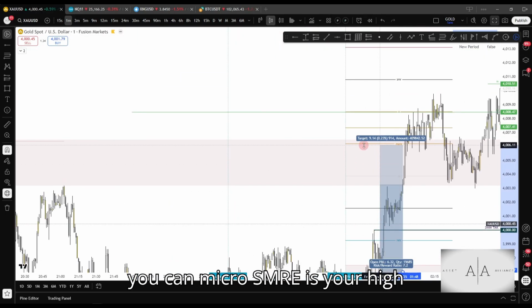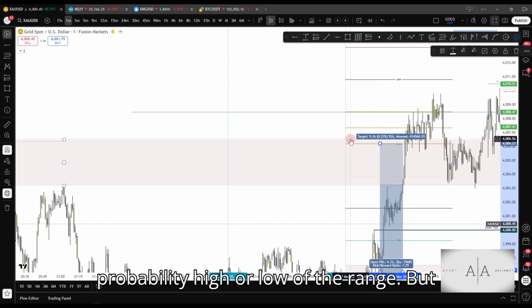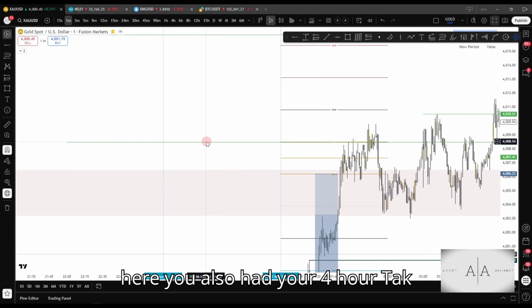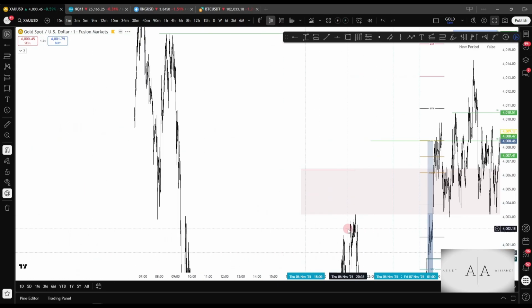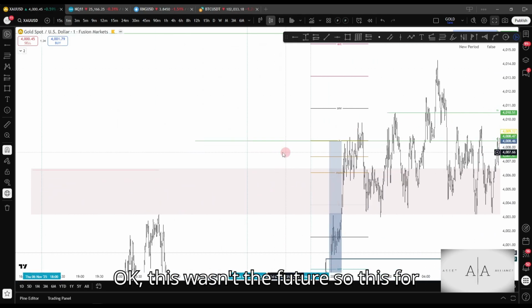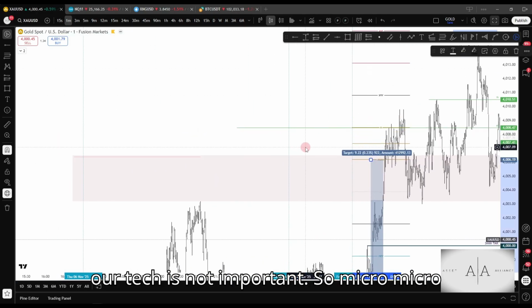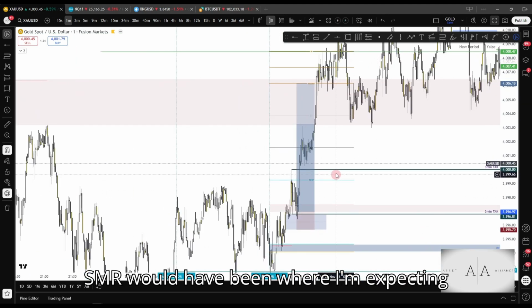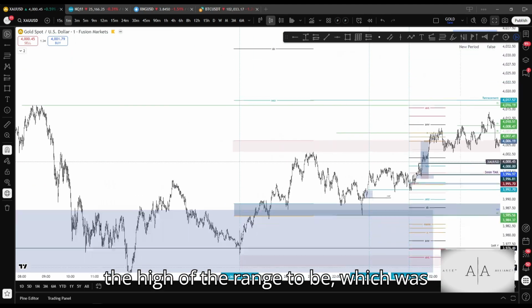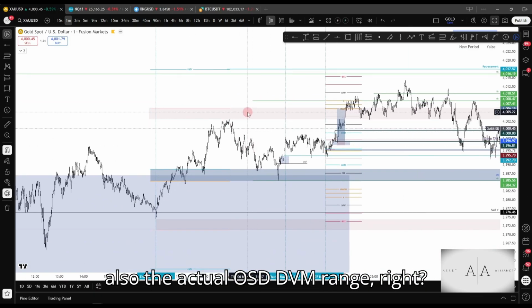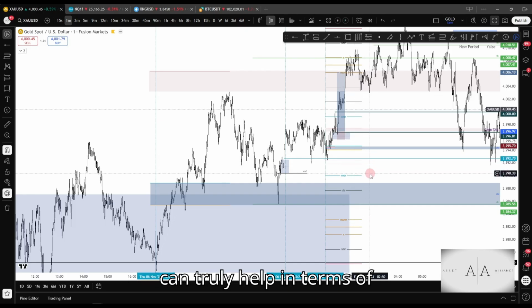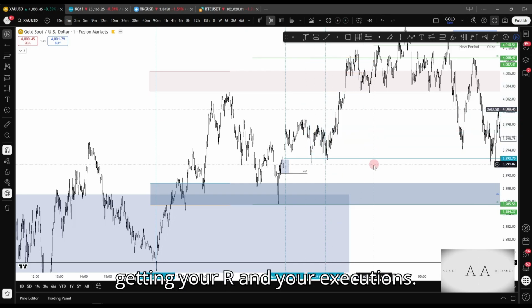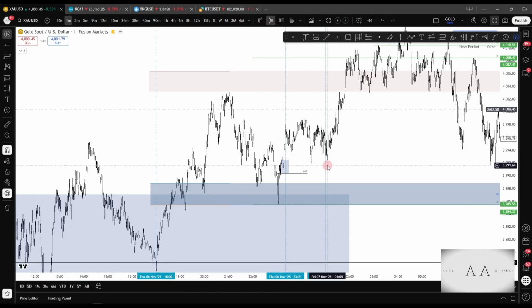Micro SMR is your high probability high or low of the range, but here you also had your 4-hour tack high right at this point, right? No. Okay, this was in the future, so this 4-hour tack is not important. So micro SMR would have been where I'm expecting the high of the range to be, which was also the actual OSTDV M range, right? So taking all these deviations together can truly help in terms of getting your RR and your executions way more precise.